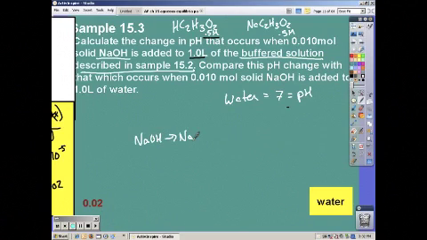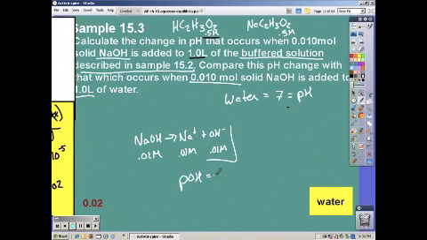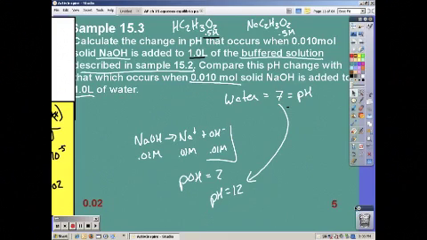When NaOH dissociates, it breaks up into sodium and hydroxide. So again, if we have 0.01 moles in 1 liter, that's 0.01 molarity, 0.01 molarity, and 0.01 molarity. So our concentration of OH is 0.01. So pOH is 2, pH is 12. So in this case, our pH change was a positive 5. Which was much larger than when we added it to our buffer.